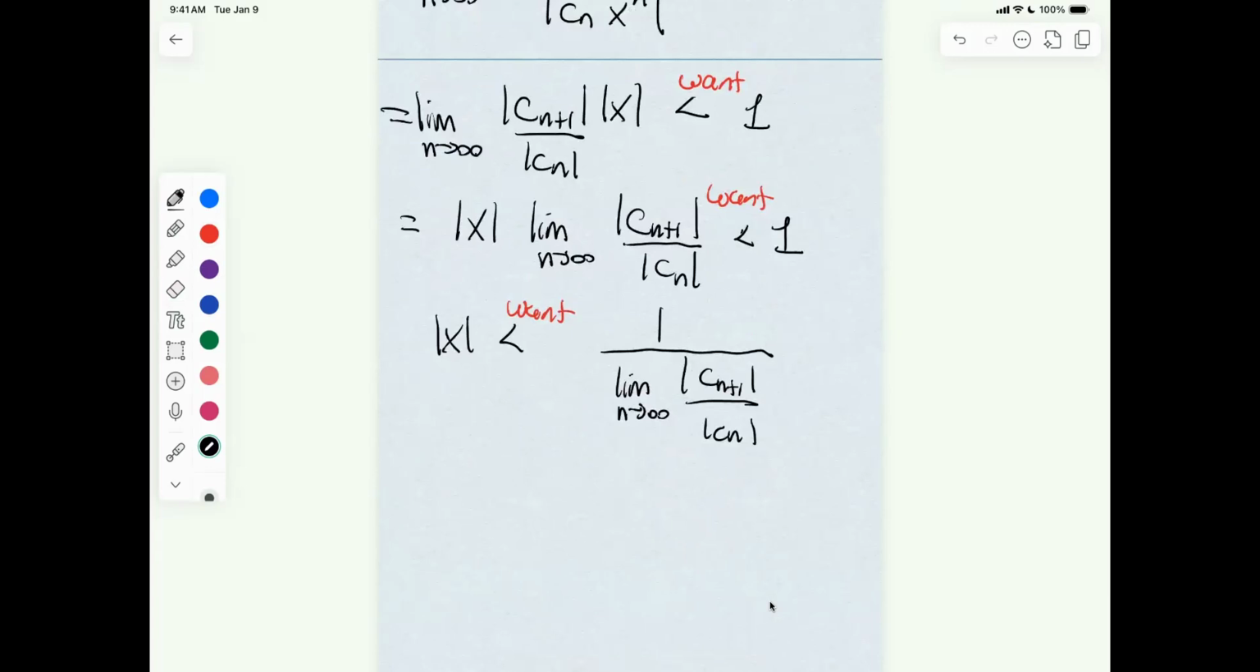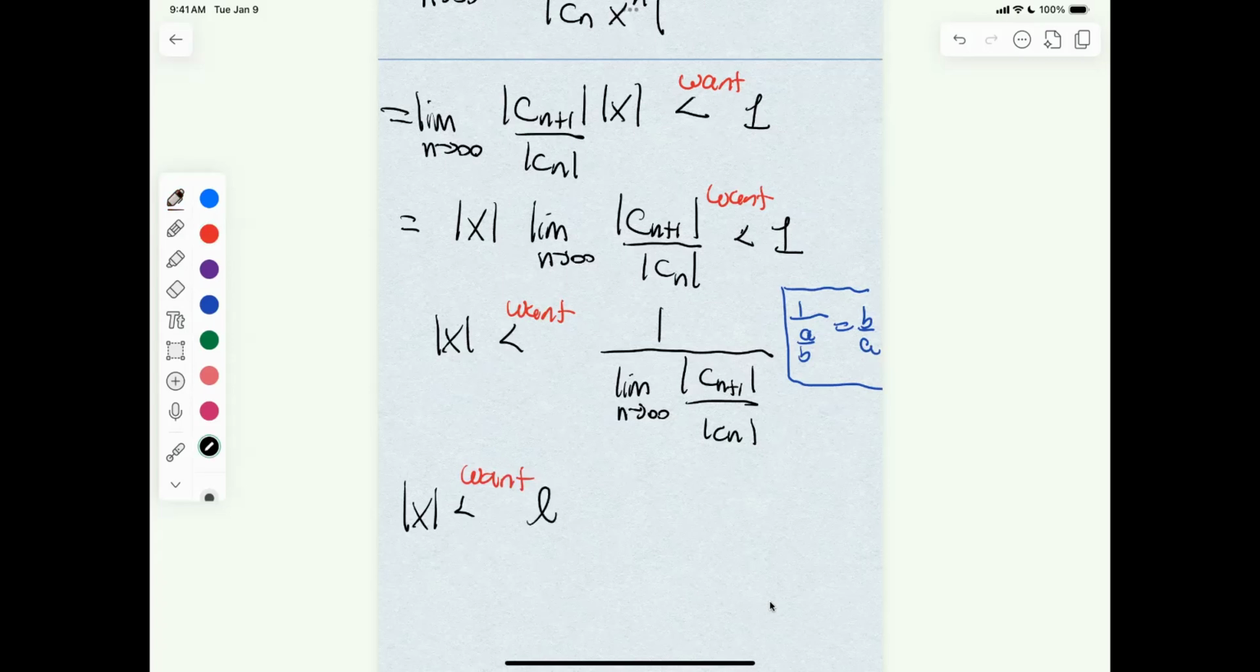And there's this annoying thing of one over a fraction, right? One over a fraction flips everything. So I'll write it here as a box: if you have one divided by a over b, that's the same as b over a. This is a little bit too messy, so I'll write it as a limit, but exchanging the roles. What I would like is for x to be less than the limit as n goes to infinity of c_n divided by c_{n+1}, which is precisely what I called R. Yes.